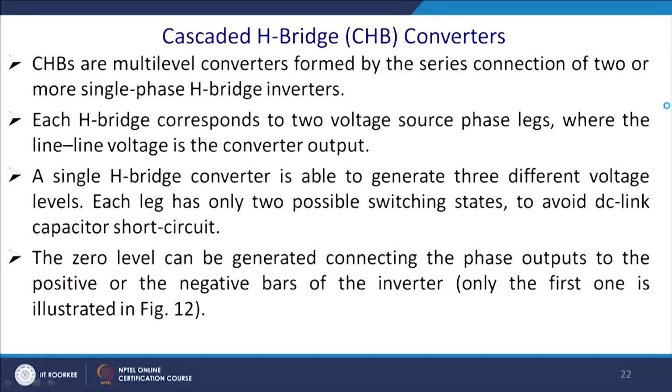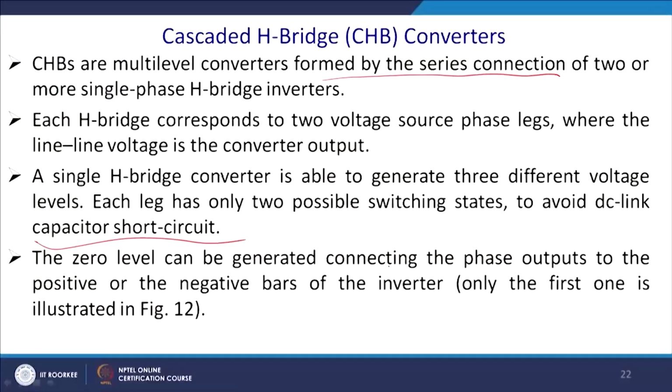Another important topology is the cascaded H bridge, a multi-level converter formed by the series connection of two or more single phase H bridge converters. Each H bridge corresponds to 2 voltage source phase legs, where the line voltage is the converter output. A single H bridge converter is able to generate 3 different voltage levels. Each leg has only 2 possible switching states to avoid shorting the DC link capacitor. One of the disadvantages of the cascaded multi-level inverter is that it requires isolated DC sources.